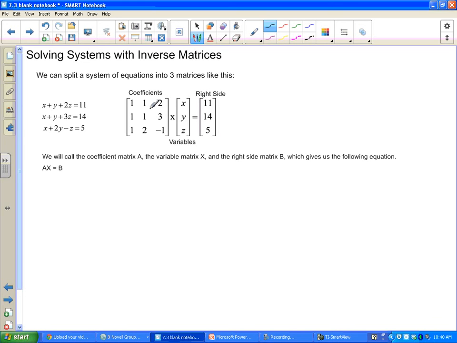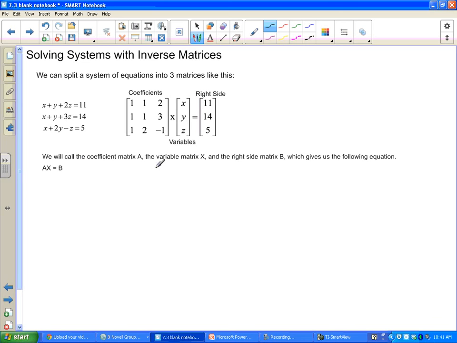Now, if you actually go back and multiply these together, you get the left side of this system, because when we multiply, we do this one and this one, plus this one and this one, plus this one and this one, which is this. So it does actually work out that this is really this system of equations. Now, what we can do is call the coefficient matrix A, the variable matrix X, and the right side matrix B, which gives us this equation, AX equals B.